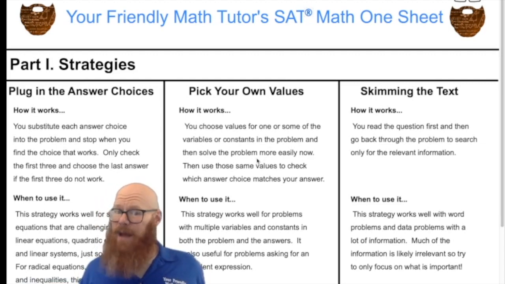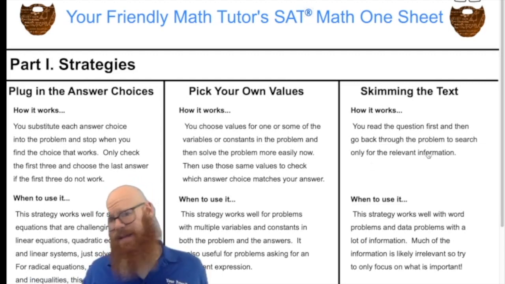Stay away from 0 if the problem forces you to, say, divide by 0. But 0 and 1 are usually pretty easy values to start with, and then kind of go from there.